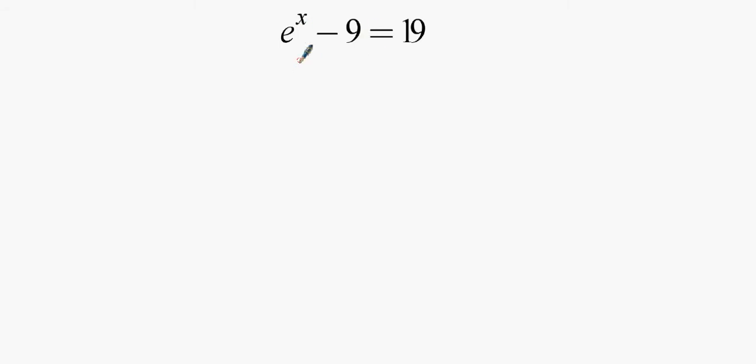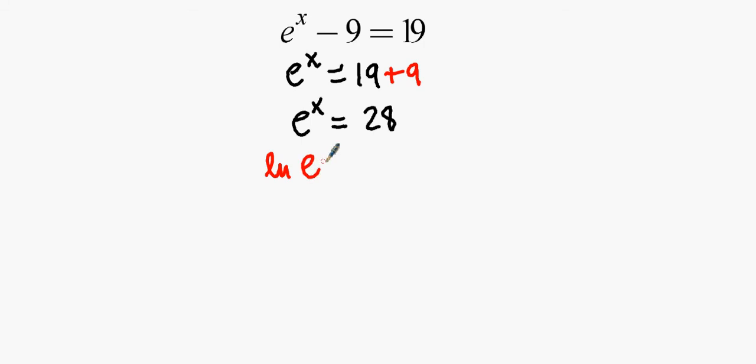And another one. So let's get e to the x alone. So e to the x equals 19 plus 9. We move this minus 9 to the other side. So then e to the x equals 28. And now let's get rid of that e. So let's do ln of e to the x equals ln 28. ln and e cancel. So x equals natural log of 28.